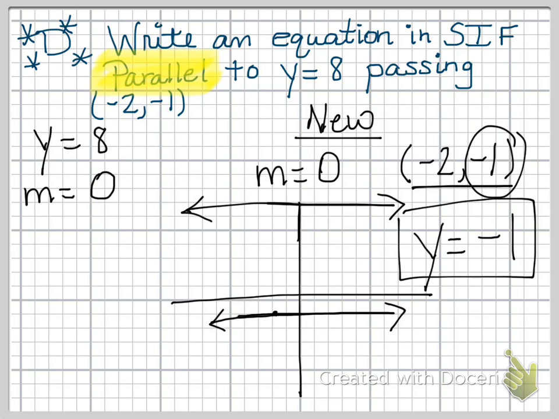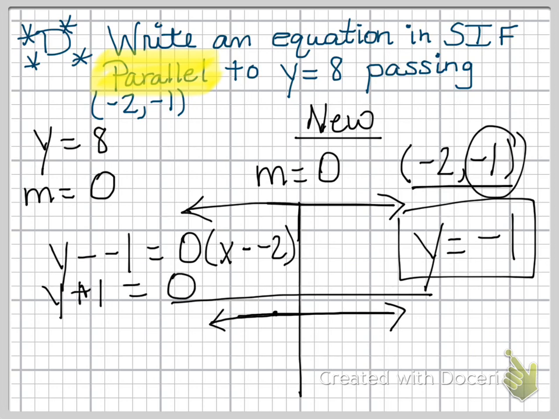Now, if you didn't see that, you could have used point slope, and you would have realized that y minus a negative 1 is equal to the slope of 0 times x minus a negative 2. You would then simplify that down. y plus 1 is equal to 0 times all this, which would still be 0. And then you would put it into slope-intercept form. So minus 1, you would get y is equal to negative 1.